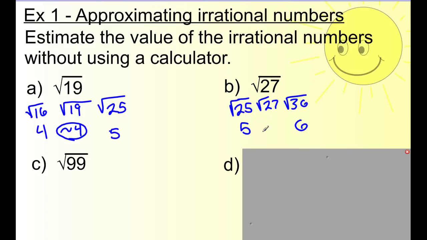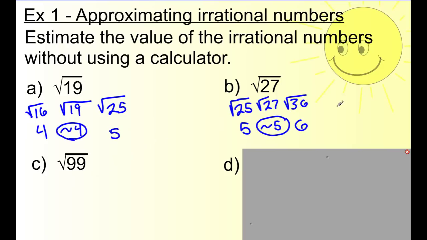So I'm going to say this square root of 27 is about 5. It's approximately 5. It's close to 5. We're just estimating. We're not trying to get exact. But using those perfect squares can get you close.